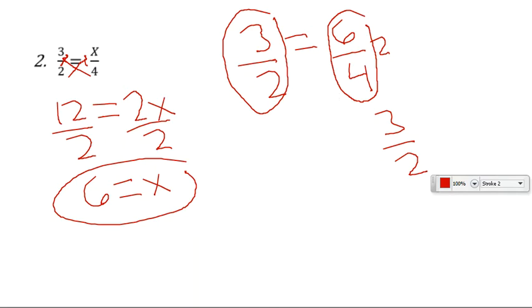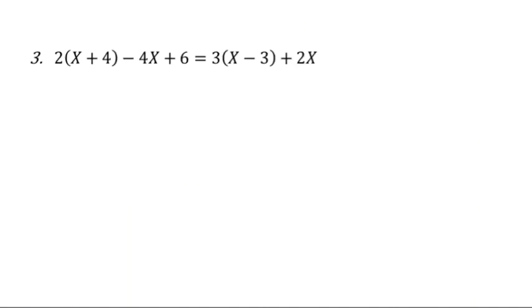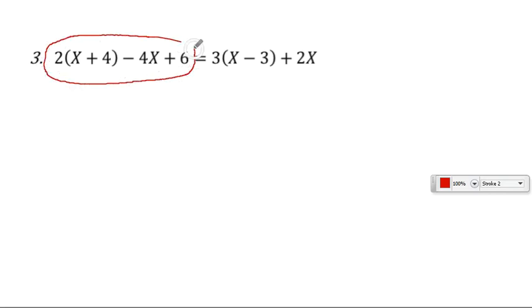Okay, let's look at the next one. I just made this one up too, so I hope that it does in fact equal a fraction answer. So let's go ahead and do question number 3 together. Remember that whenever you're solving an equation, you need to simplify first. So we're going to simplify the left side by distributing and combining like terms. Then we're going to simplify the right side by distributing and combining like terms. Then we're going to solve.